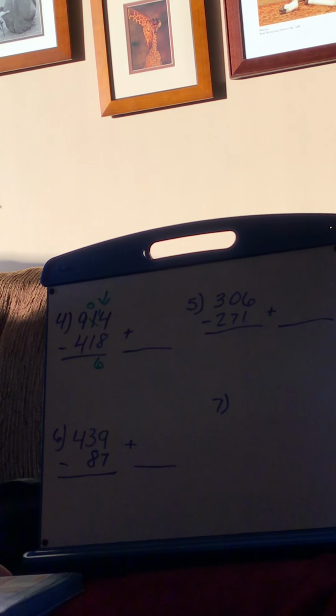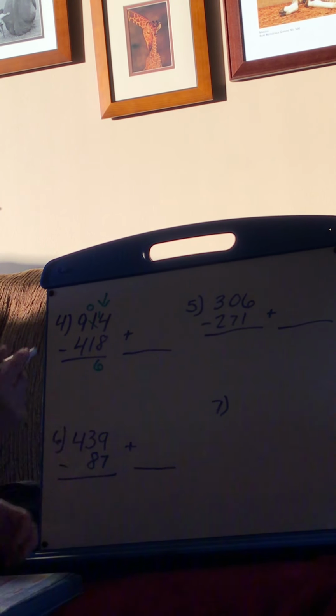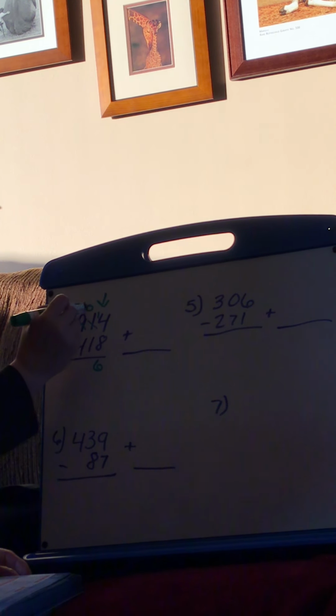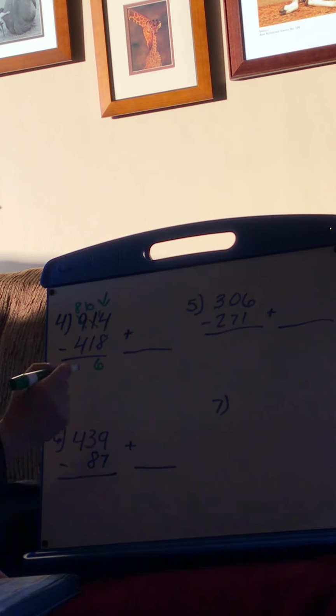0 minus 1 I can't take away because I have 0, so I'm going to borrow from the hundreds. The 9 is going to become an 8 and this is going to become a 10. 10 minus 1 is 9. 8 minus 4 is 4.